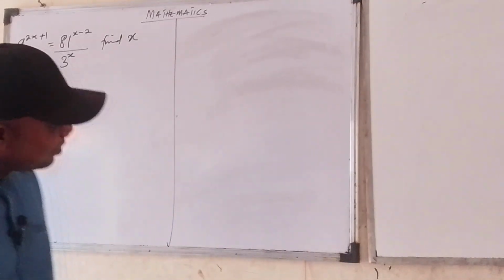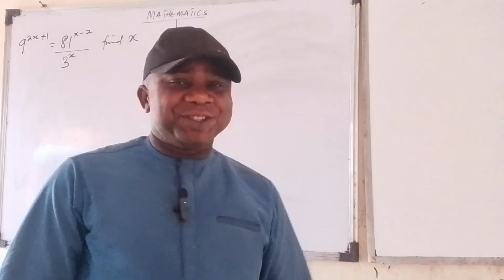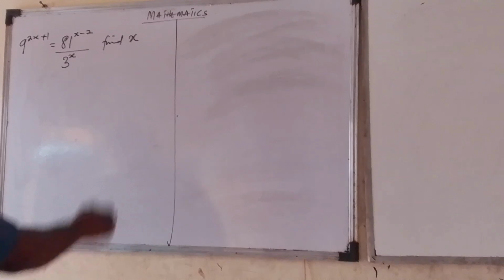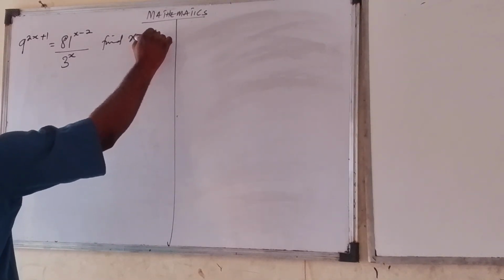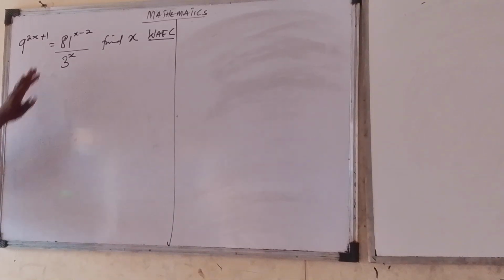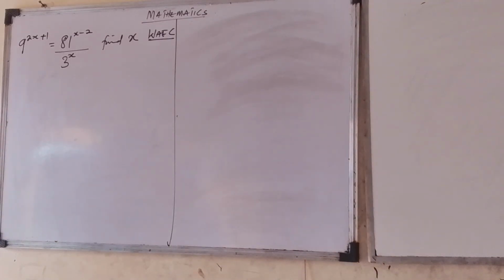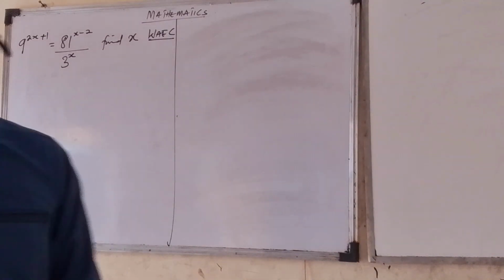Today we are going to be looking at exponential linear equations. So this is a y question. Here we're given 9 raised to the power of 2x plus 1 is equal to 81 raised to the power of x minus 2, all over 3 raised to the power of x. Now the question is: find the value of x.